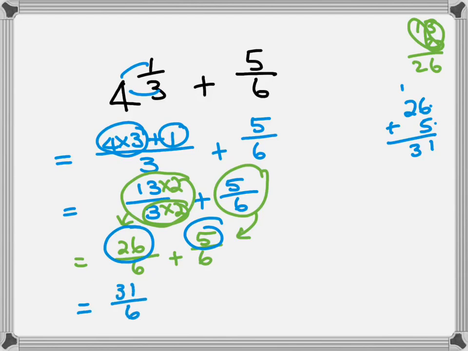Now we know technically this is correct, but it's an improper fraction. We don't leave our answers in improper fraction form. It's better to rewrite them as mixed numbers. So we're going to divide 6 into 31. It goes 5 times with a remainder of 1 over 6. Right, it was quite easy. Let's do the next one.